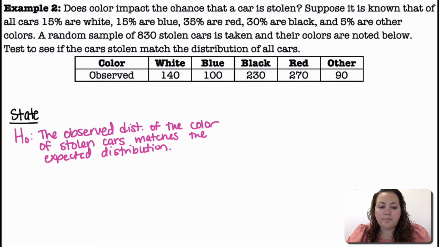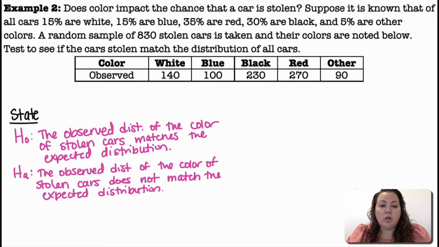So state the null: the observed distribution of colors of stolen cars matches the expected distribution. Our alternative would be that it does not match the expected distribution. Our alpha value is 0.05. You might want to throw the degrees of freedom in there. Number of categories minus 1, so 4.